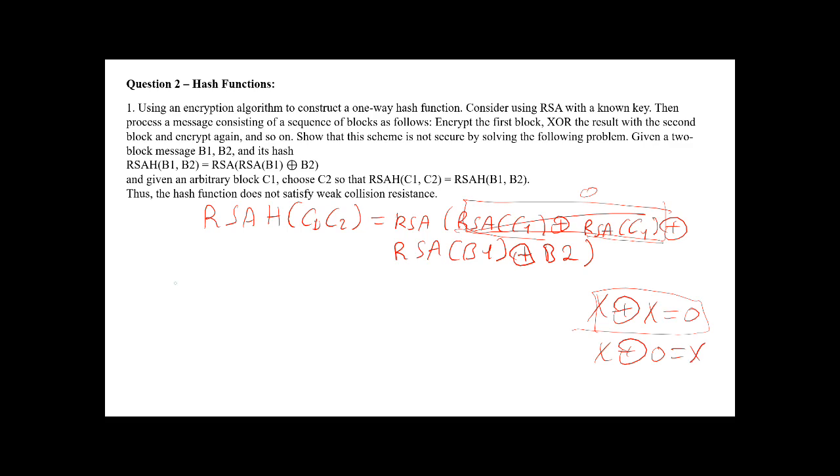So basically, when simplifying the problem, we can make it as follows. RSA H of C1, C2 should be equal to RSA of B1 XORed with B2, which is in fact the same as RSA H B1 B2. So we are able to reach the same hash from RSA H C1 C2. This is the proof for it.